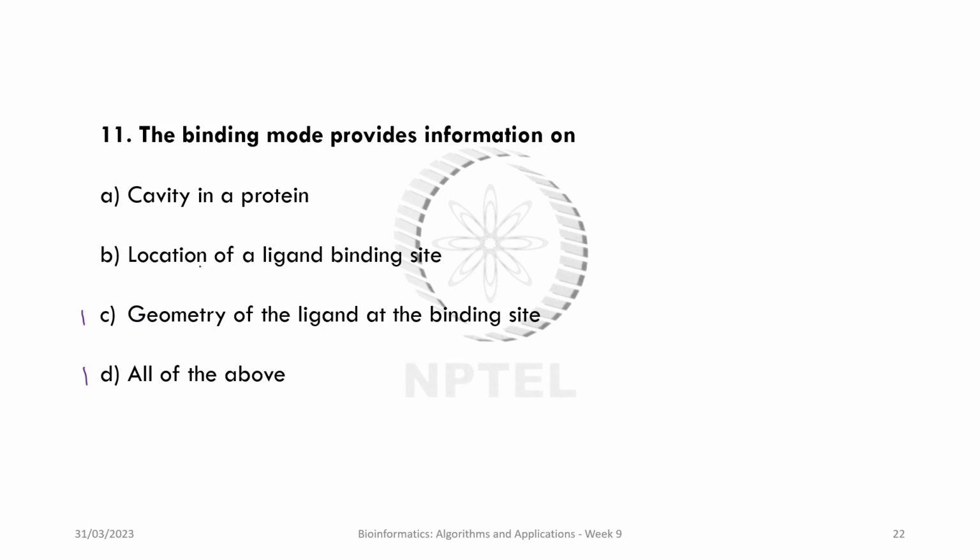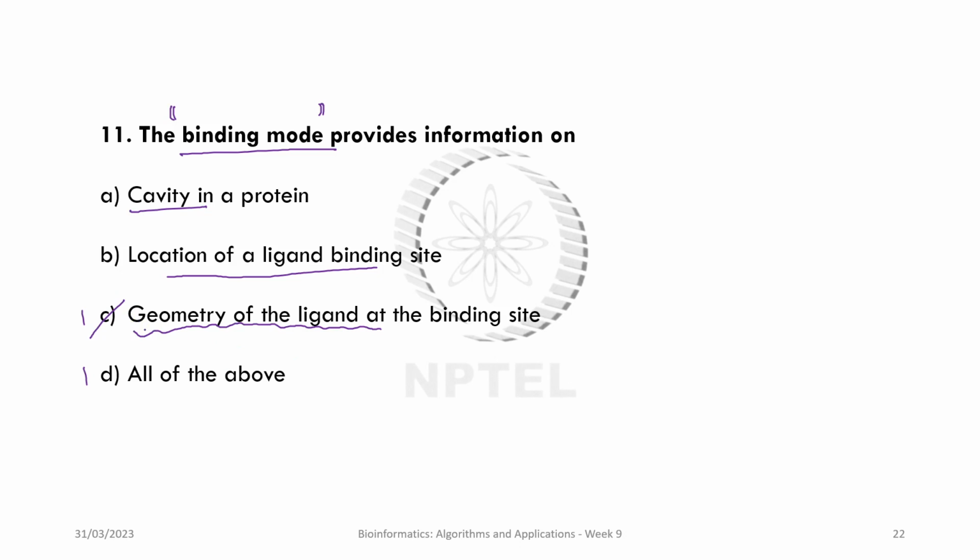I was tempted by D as well, but I think the question is very specific to one of the slides in the lecture. The binding mode provides information on the cavity in a protein, the location of the ligand binding site, which is kind of related. Mostly it's a cavity, or you might have a cleft where the ligand binds. Option C, geometry of the ligand at the binding site, is a very interesting, more attractive option. So definitely, my heart goes for C.